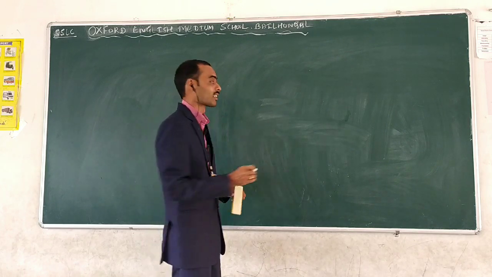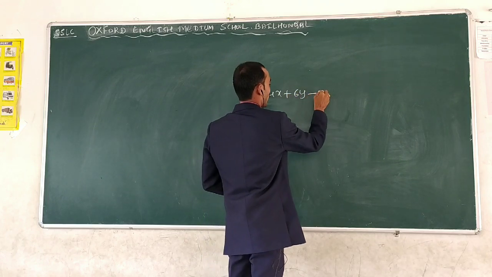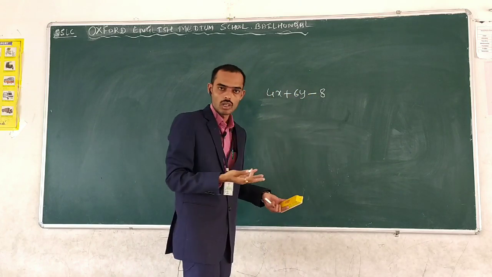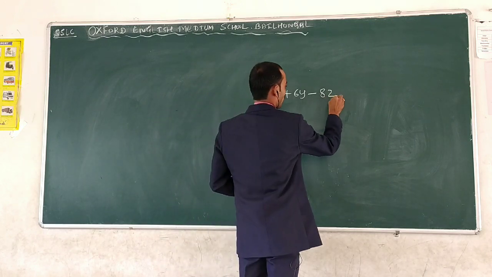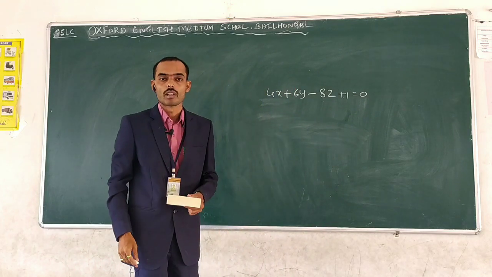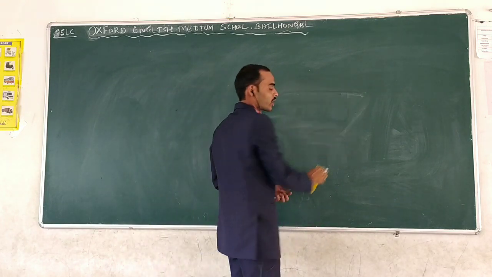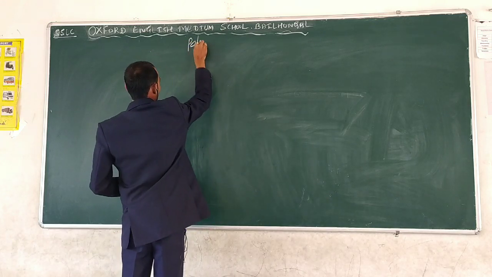what? Polynomial. For example, 4x plus 6y minus 8. This is also a polynomial. It is also called what? Trinomial. Okay. For example, 8z plus 1 is equal to 0. This is what? Polynomial. So, very important chapter. We will start the chapter polynomial now. Okay. Polynomial.